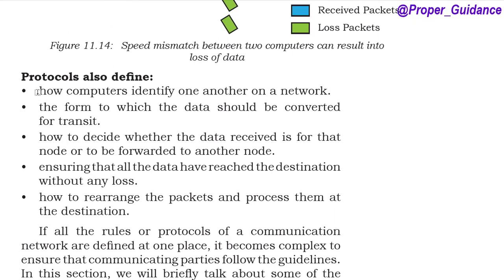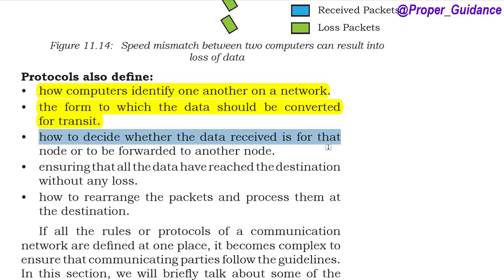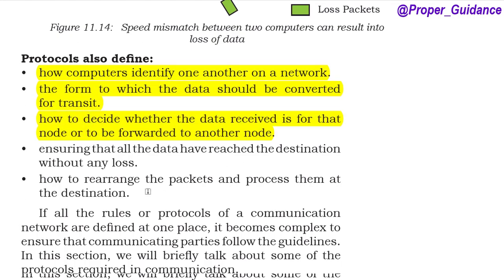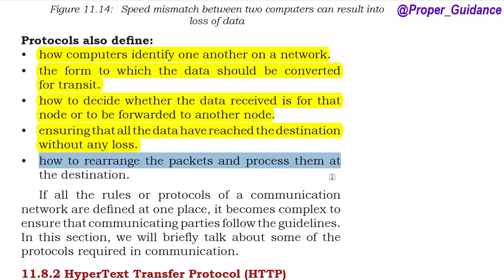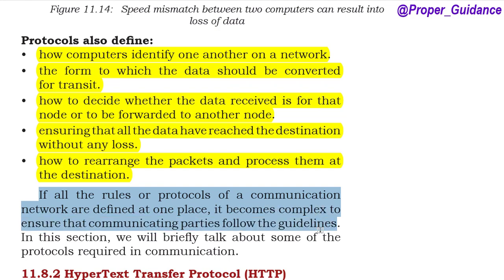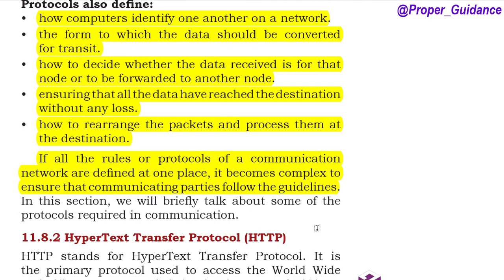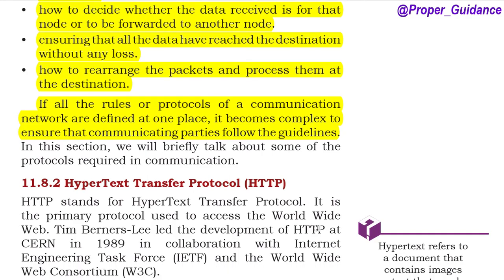So, protocols also define how computers identify one another on a network, the form to which the data should be converted for transit, how to decide whether the data received is for that node or to be forwarded to another node, ensuring that all the data have reached the destination without any loss, and how to rearrange the packets and process them at the destination. If all the rules or protocols of communication network are defined at one place, it becomes complex. To ensure that communicating parties follow the guidelines, in this section we will briefly talk about some of the protocols required in communication.